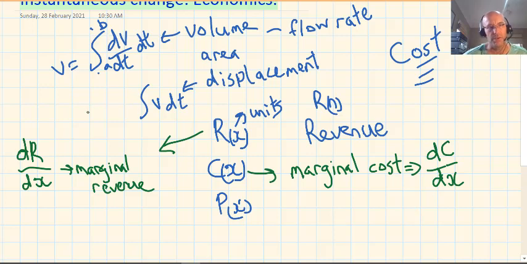So I was getting a bit mixed up with these two examples up here of velocity and flow rate. They're to do with time, of course. Marginal revenue and marginal cost and even marginal profit have to do with the number of units produced. So apologies for being inaccurate there for a moment.